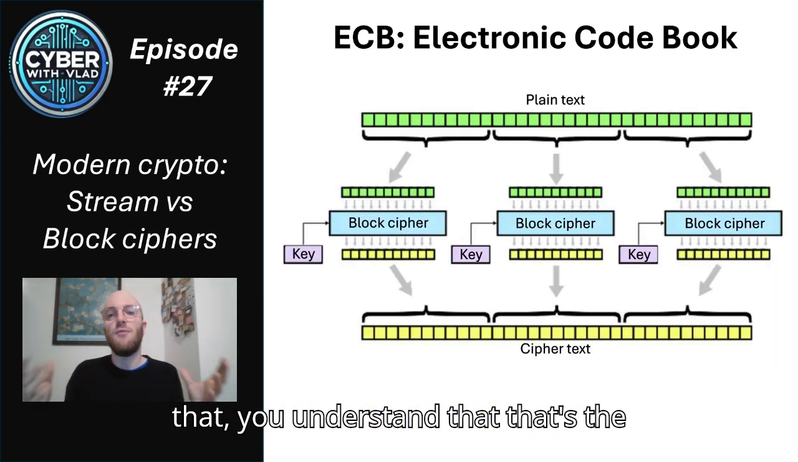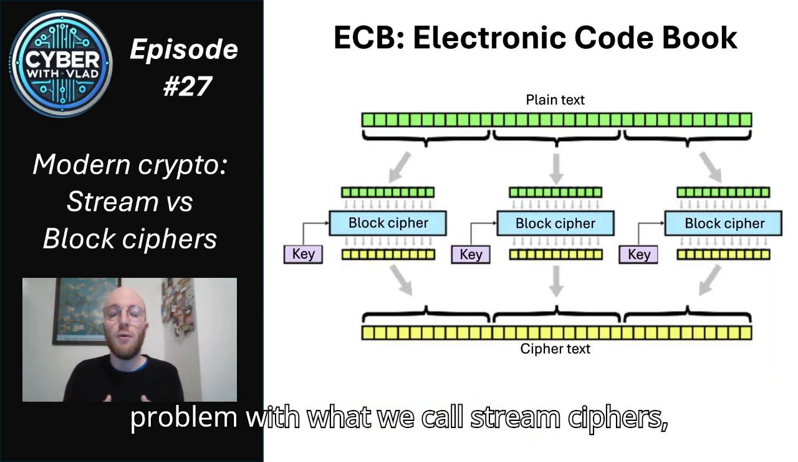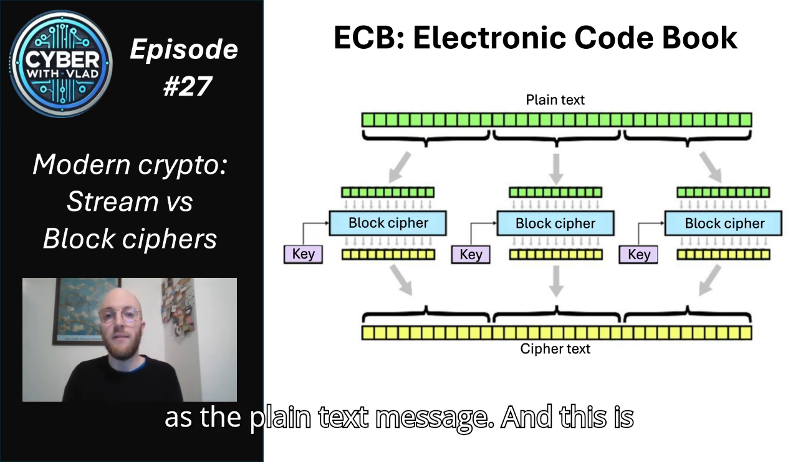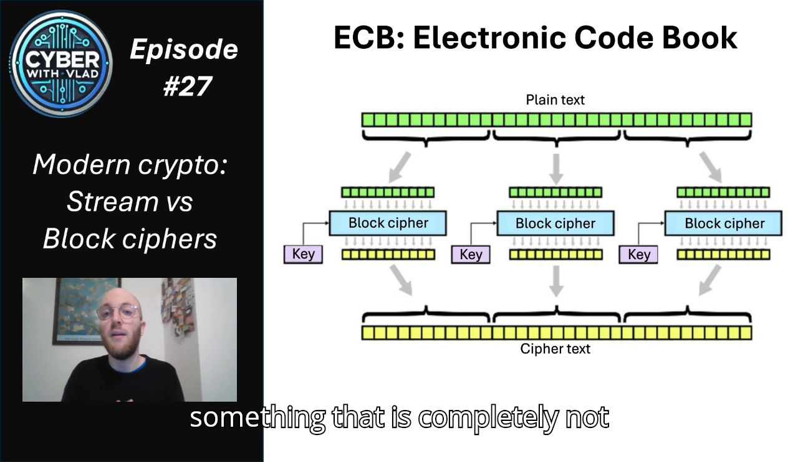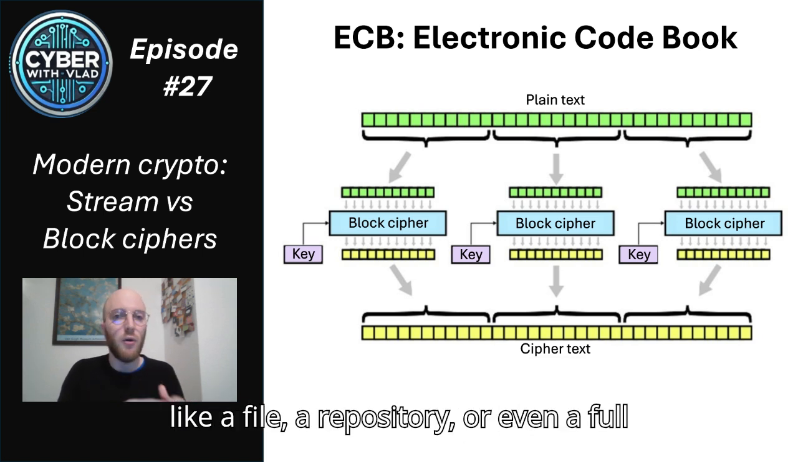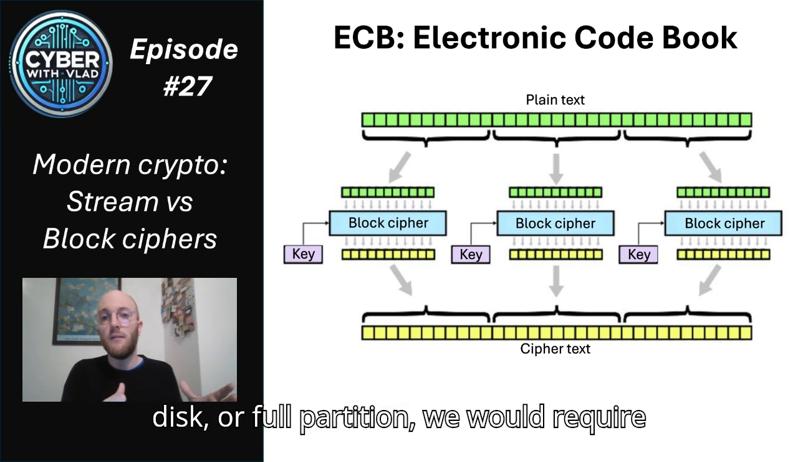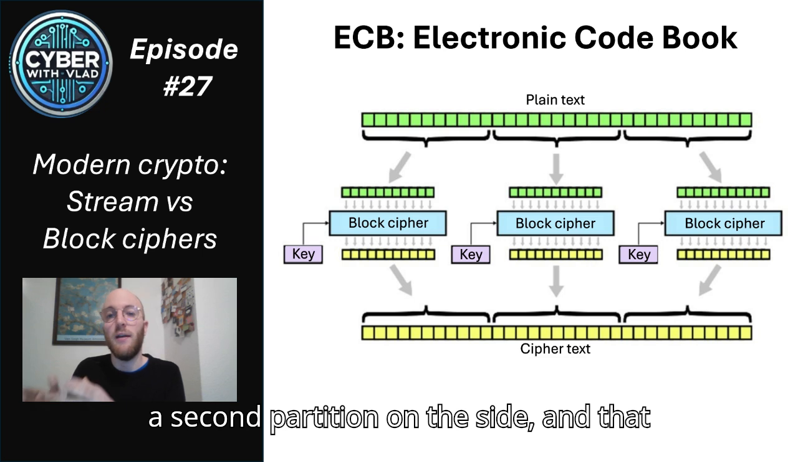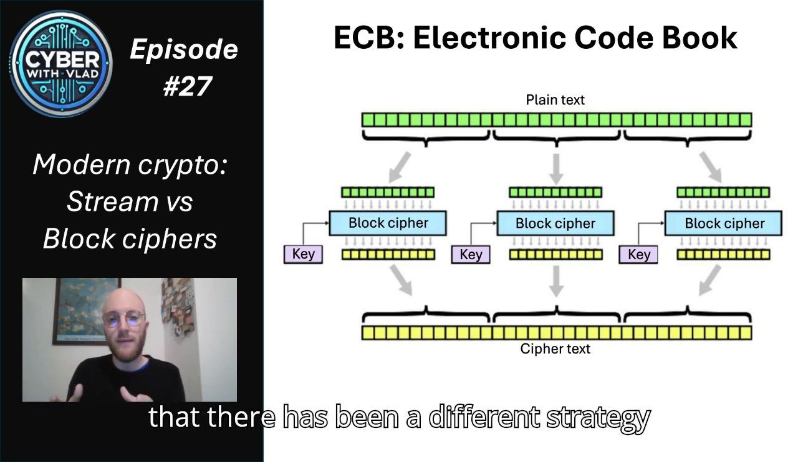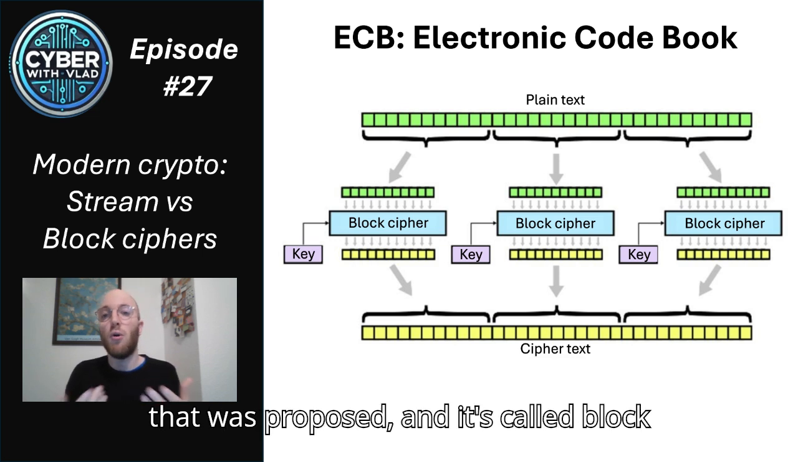But having said that, you understand that that's the problem with what we call stream ciphers, because the key has to be the same length as the plaintext message. This is completely not scalable, because to encrypt larger data, like a file, a repository, or even a full disk or partition, we would require a second partition on the side, and that partition would be the encryption key. So we would lose a lot of space, meaning that a different strategy was proposed, and it's called block ciphers.